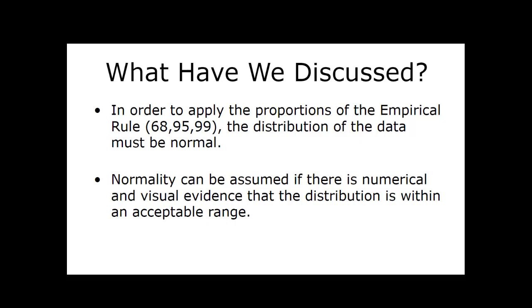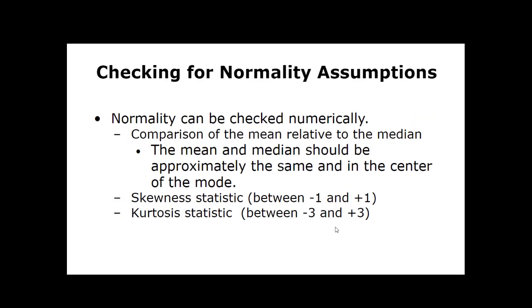You can assume normality if there is numerical and visual evidence that the distribution is within an acceptable range. You can check for normality numerically. You want to compare the mean relative to the median, meaning that the mean and the median should be approximately the same and then the center of the mode. The skewness statistic will describe how much the distribution will sway from left to right.